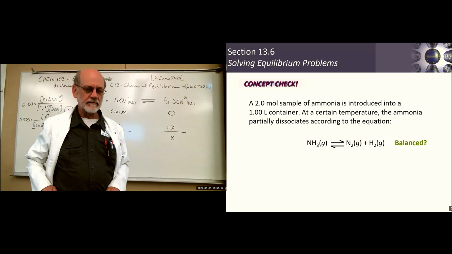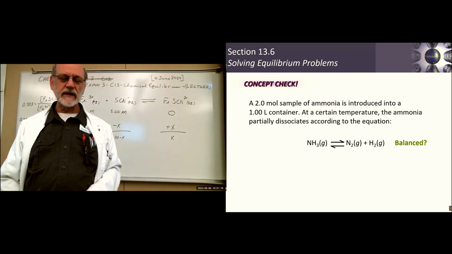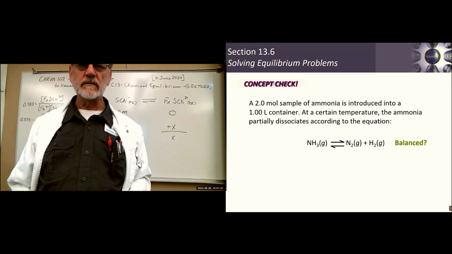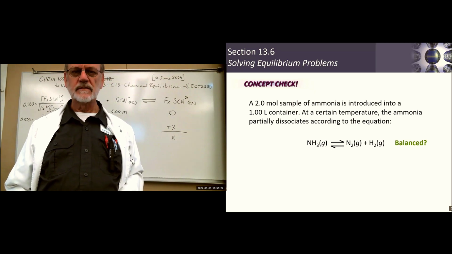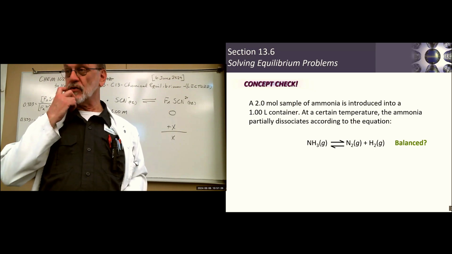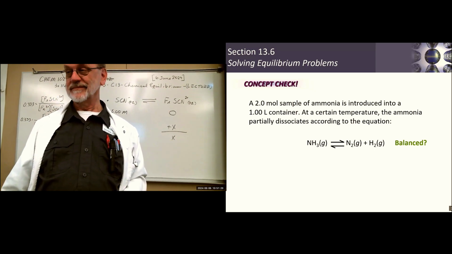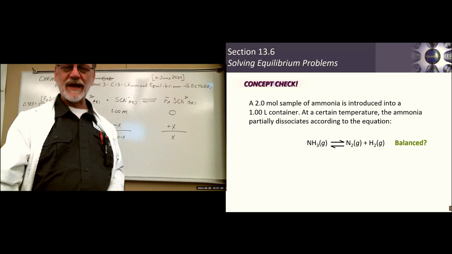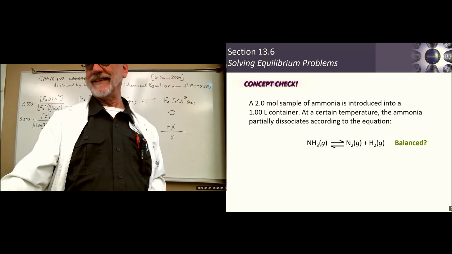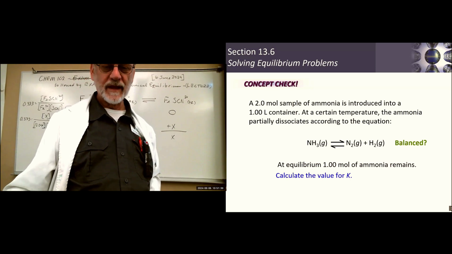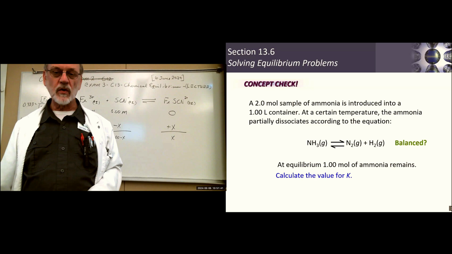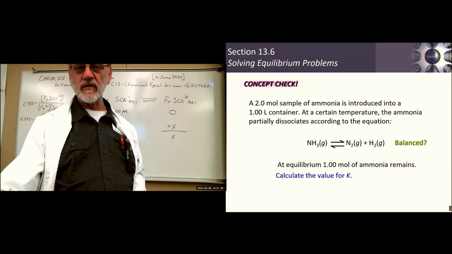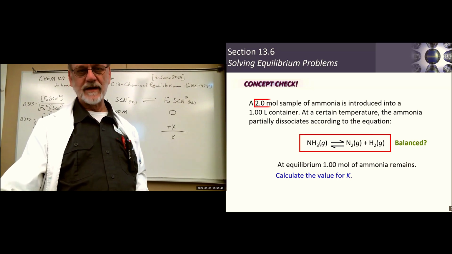So if we introduce ammonia into a 1 liter container, 2 moles of it into a 1 liter container, what's our starting concentration of ammonia? 2 divided by 1 is 2 molar, right? It's molarity, 2 molar. So is that equation balanced? No. You have to balance the equation. Then we're told at equilibrium, 1 mole of ammonia remains. So we've used up 1 mole. Calculate the value of K. All right.